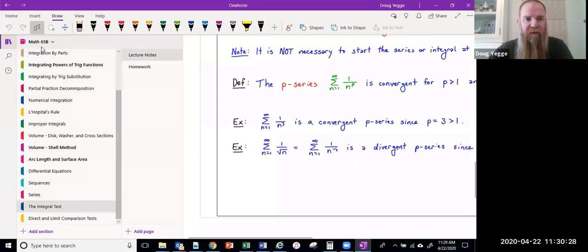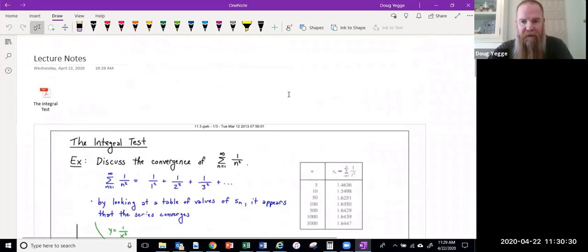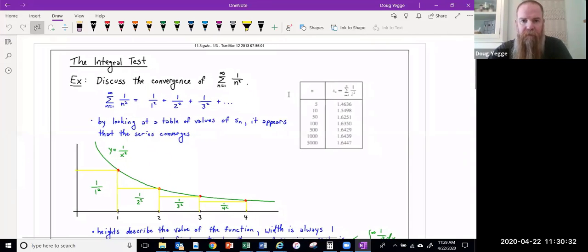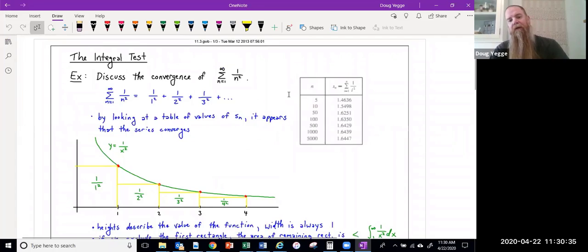But what we're talking about mostly today is the integral test, okay? The integral test is pretty cool because it allows us to say if I want to determine whether or not a series converges or diverges, then why don't we look at the corresponding integral? Because a sum, a sigma, a summation, is a certain type of summation, and an integral is a certain type of summation, okay? So here's the idea.